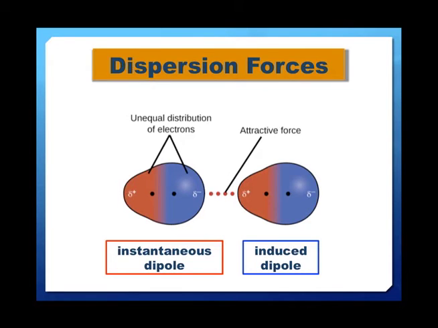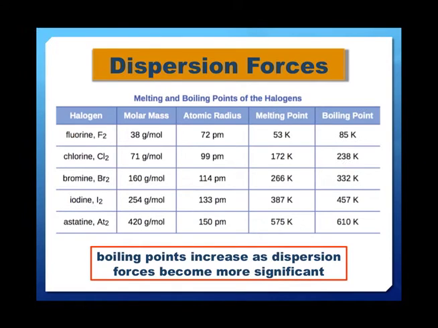Dispersion forces are very weak, the weakest of all intermolecular forces, because the instantaneous dipoles are so tiny and fleeting, but they can become significant for larger atoms and molecules which have larger electron clouds. We can observe this phenomenon by looking at the melting and boiling points for the diatomic halogens. As the atoms get larger, the dispersion forces between them become more significant, which is why fluorine and chlorine are gases at room temperature, bromine is a liquid, and iodine is a solid.